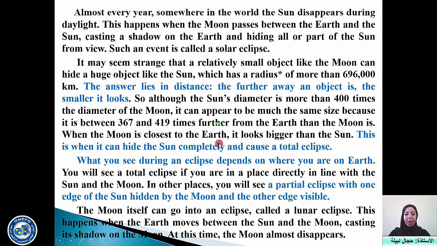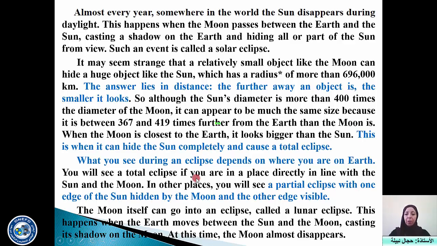All right. Now the third question is a comparison between the total eclipse and a partial eclipse. So the answer is not given in the same paragraph. Concerning the total eclipse, it is mentioned in paragraph 2. As you can see, this is when it can hide the sun completely and cause a total eclipse. So the total eclipse happens when the sun is completely hidden.